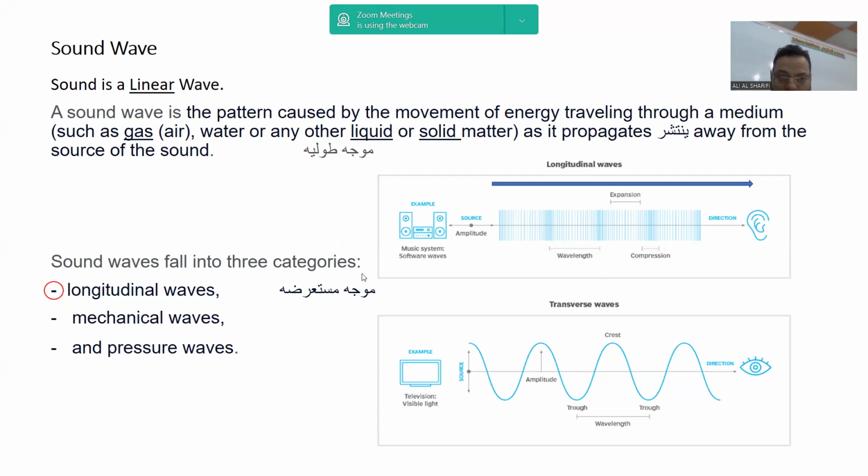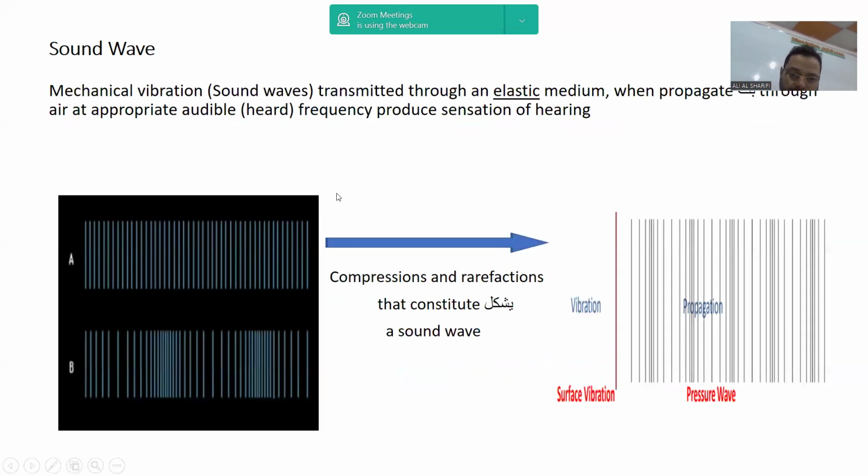Sound waves fall into 3 categories. We have 3 kinds of sound waves. We will focus on the first one, longitudinal waves. Second, mechanical waves. The last one is pressure waves. Here, mechanical vibration, like in the previous lectures when I illustrated how the sound wave moves from the source to your ear. Here, let me use the mouse pointer.